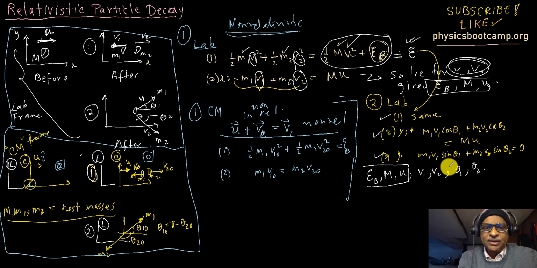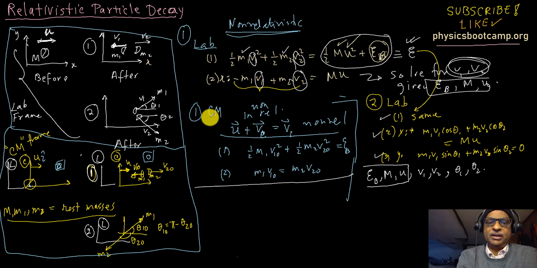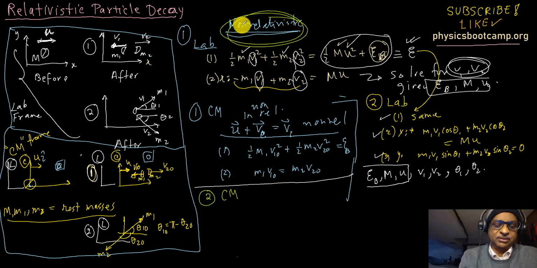Okay. How about if I do 2 in the CM? What do I get? Let's see. Let's do 2, but do it in the CM, and it's still non-relativistic. We'll do relativistic in just a moment. So let me pause it. I'm just going to write it out, and then you can look at it.